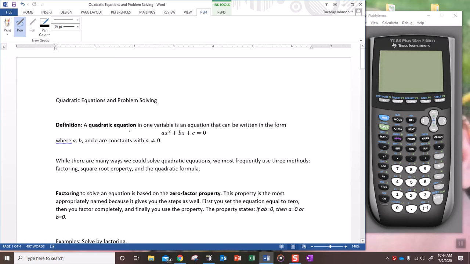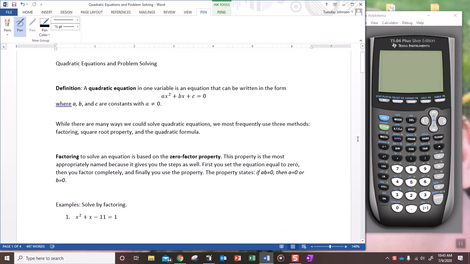A quadratic equation in one variable is an equation that can be written in the form ax squared plus bx plus c equals 0. We make sure a, b, and c are just constants, they're numbers. But a cannot be 0. Again, if a is 0, then we'll just have a linear function instead of quadratic.